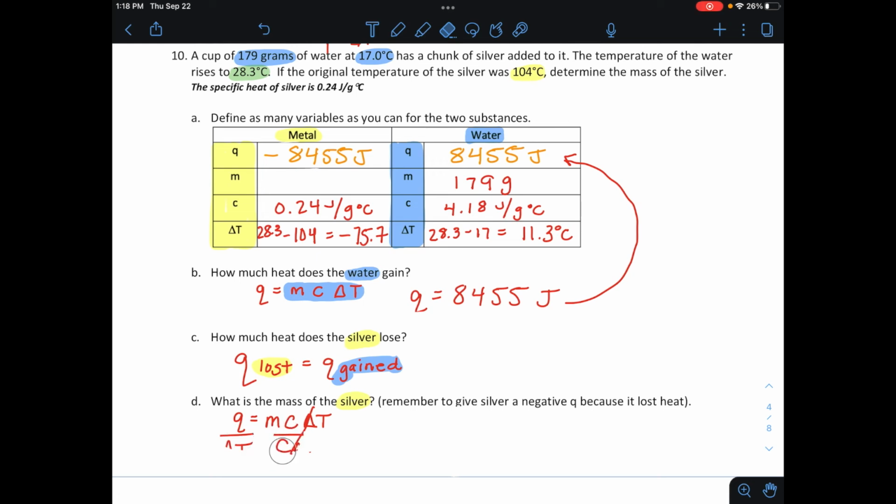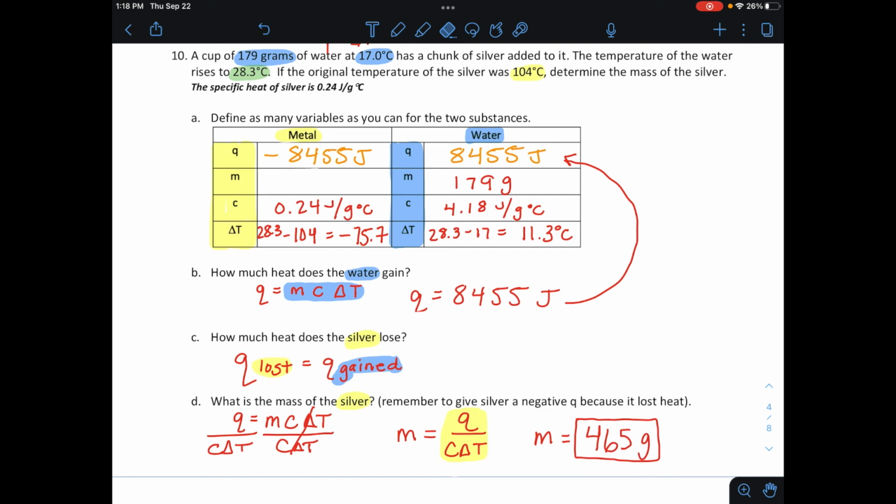So I'm going to divide by C and delta T on this side, divide by C and delta T on this side. These are going to cancel out. It's going to give me M equals Q over C delta T. I'm going to plug that into my calculator. Don't forget again, divide by, and I get 465 grams.